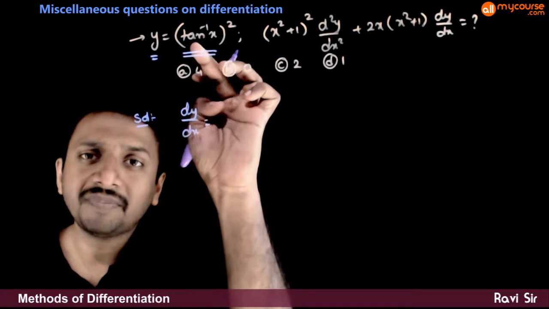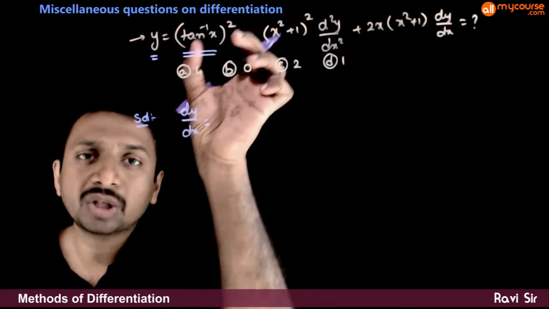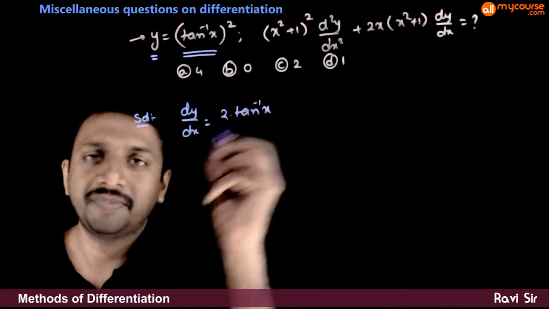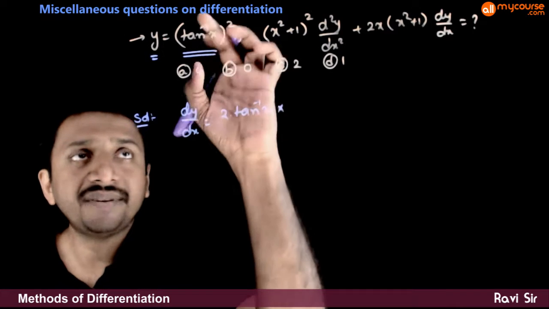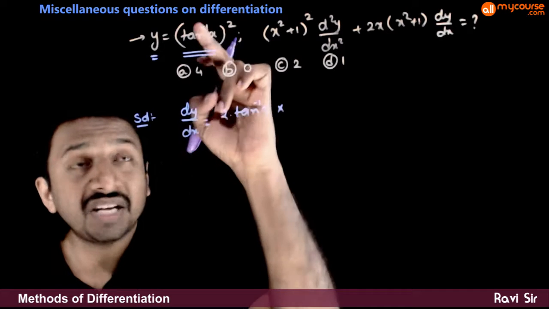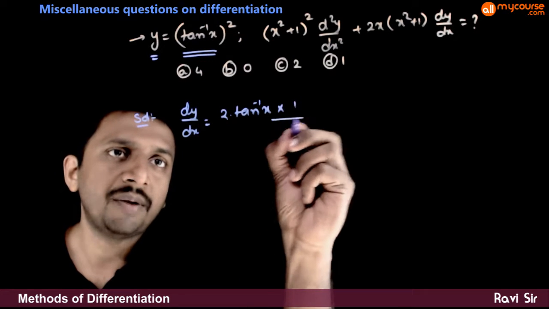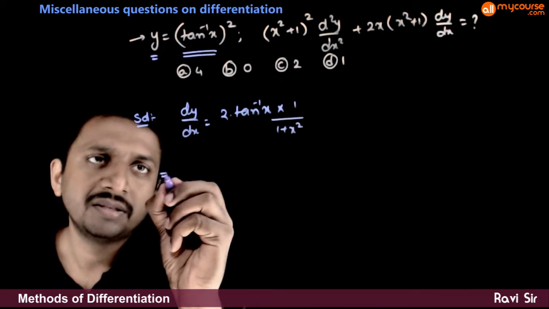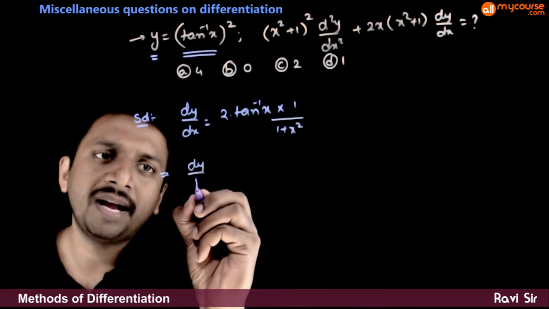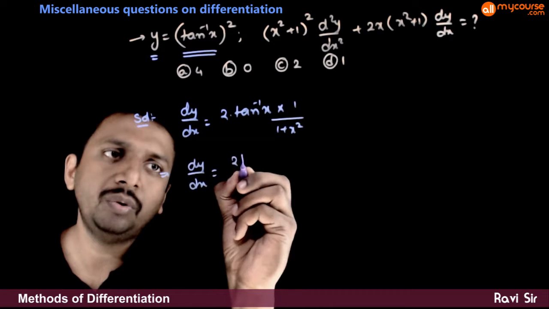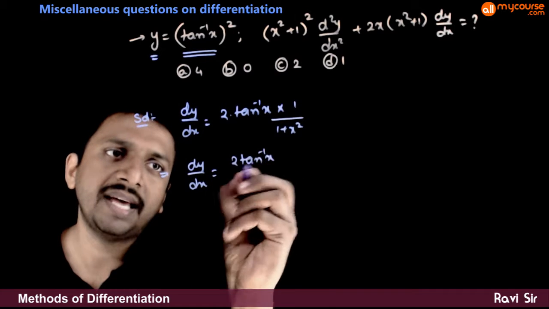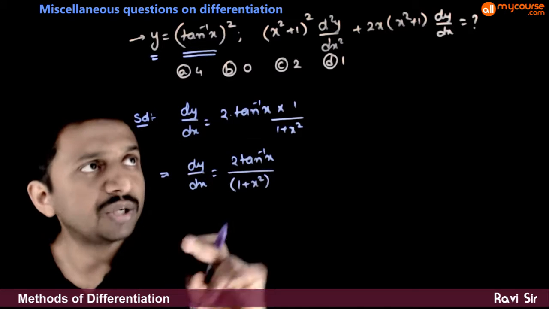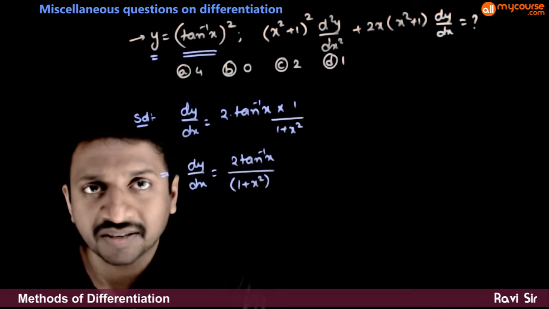This is something square. Something square's differentiation is 2 times something into the differentiation of this something. That is the differentiation of tan inverse x, 1 by 1 plus x square. So this implies dy by dx is equal to 2 tan inverse x by 1 plus x square. So you got the expression for dy by dx.